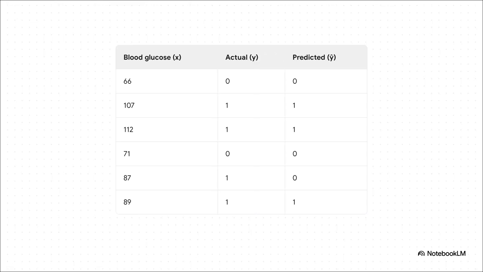So, how did it do? Let's look at the results. We can see the model's predictions right next to the actual diagnosis. And it does pretty well. It gets most of them right, but look at this one. A patient with a blood glucose of 87, who we know has diabetes, was predicted as not diabetic. That's not just a mistake. In the real world, that's a serious error.